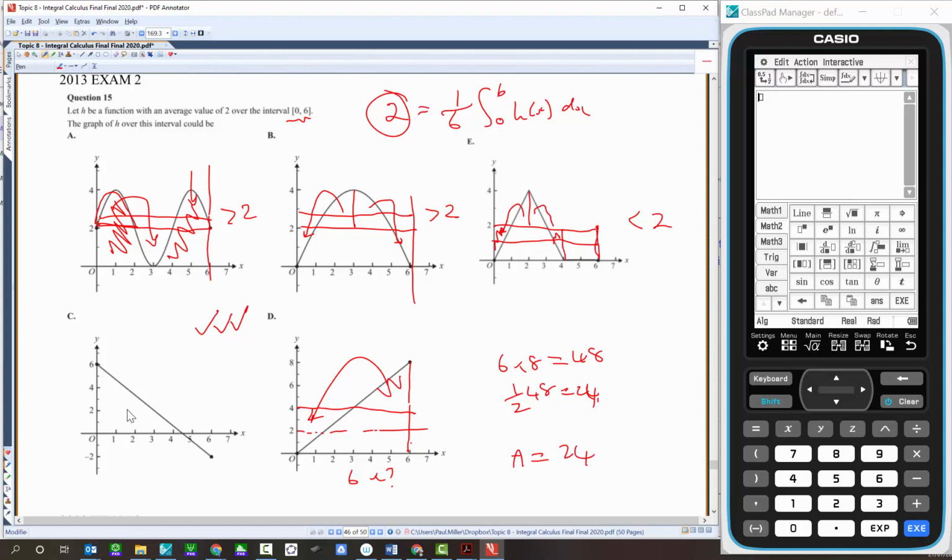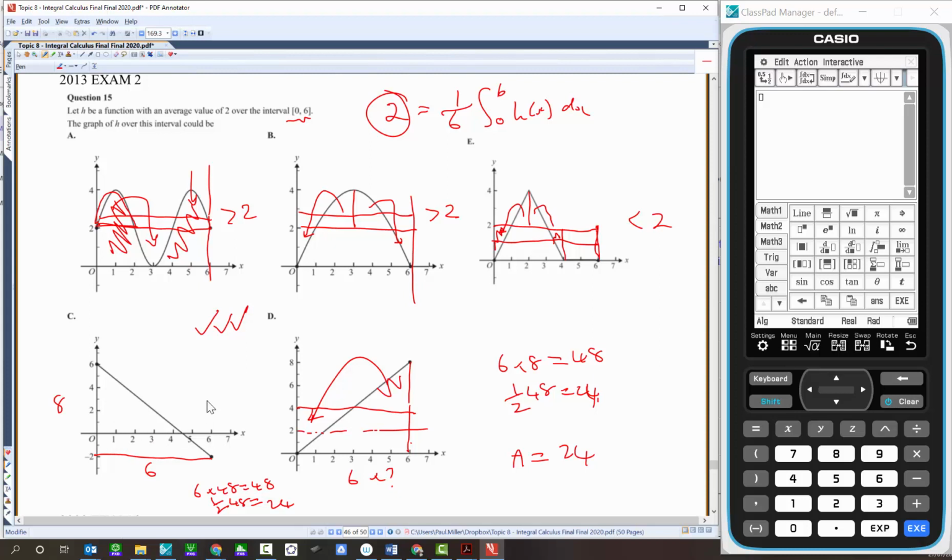And the question is why? Well, this question is well written. So let's consider the area under this curve here. Again, we've got a height of 8 and a width of 6. 6 times 8 is 48. Half of 48, just like before, is 24. So this covers an area of 24.